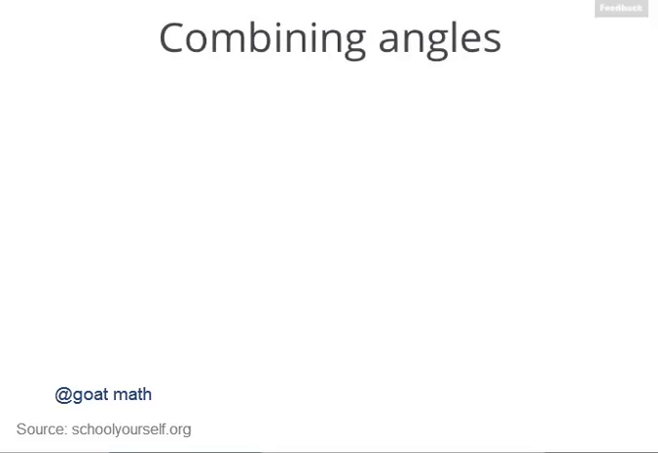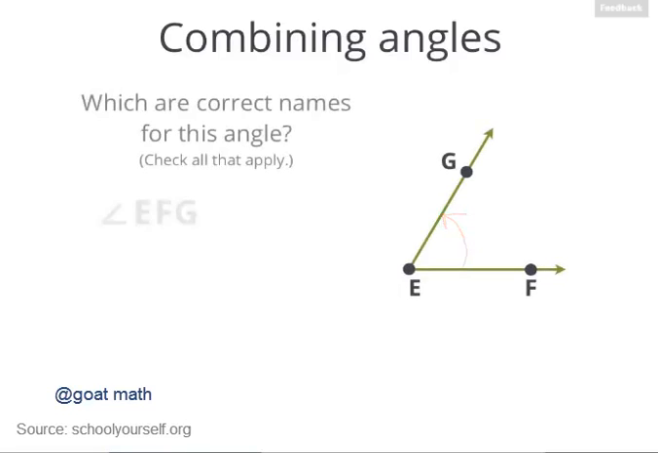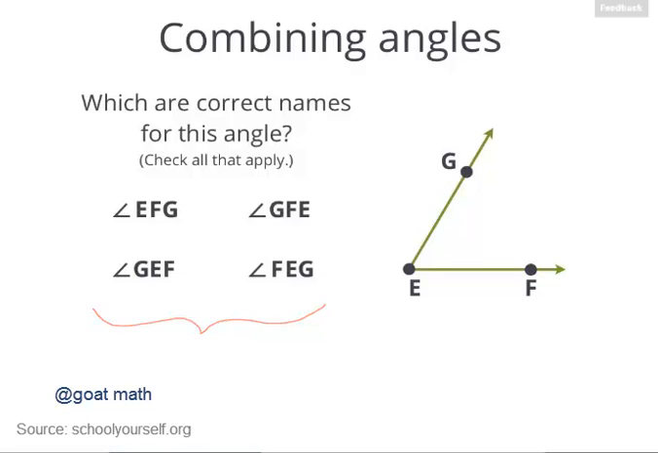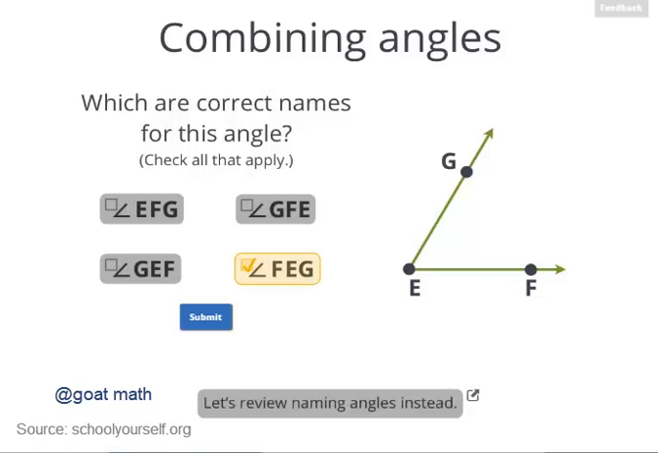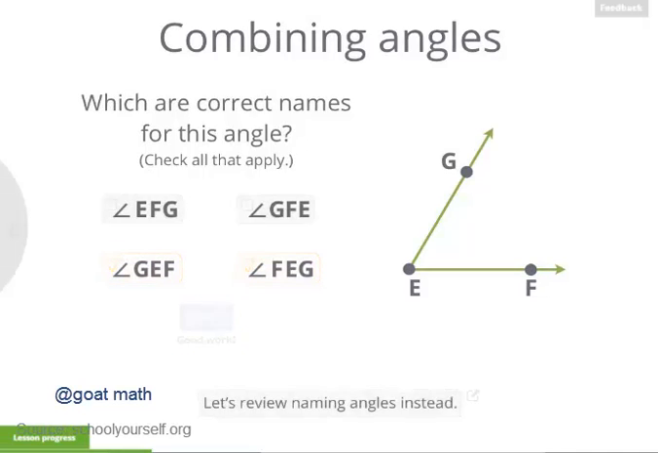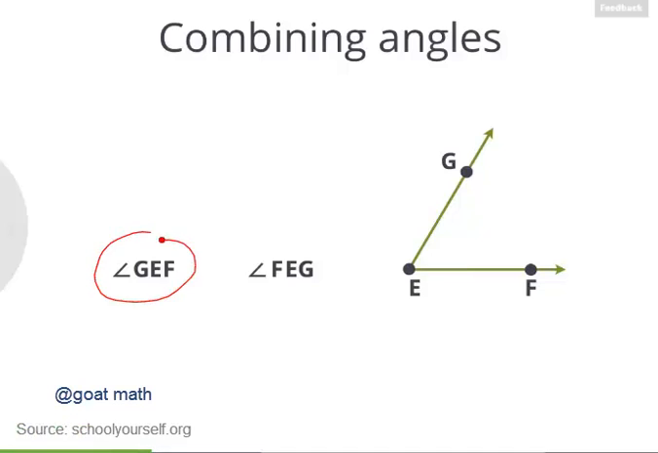Here we'll talk about how to combine angles. But first, take a look at this angle over here. Which of these choices are correct names for this angle? If you're not sure, click down here to review naming angles. Right, you can call this angle GEF or FEG.